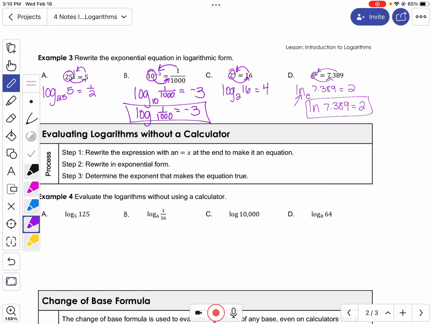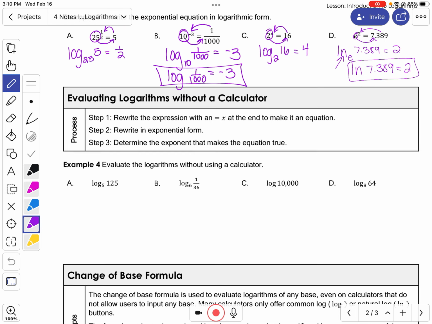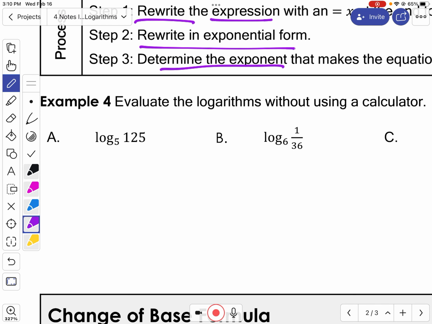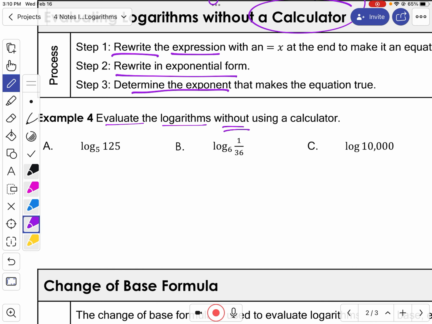Okay, so those 3 different types of examples we were just rewriting. Now we're going to be evaluating without using a calculator. So we're first going to rewrite the expression in exponential form, and then we're going to determine the exponent. So it says evaluate the logarithm. We're trying to find what it equals without a calculator.